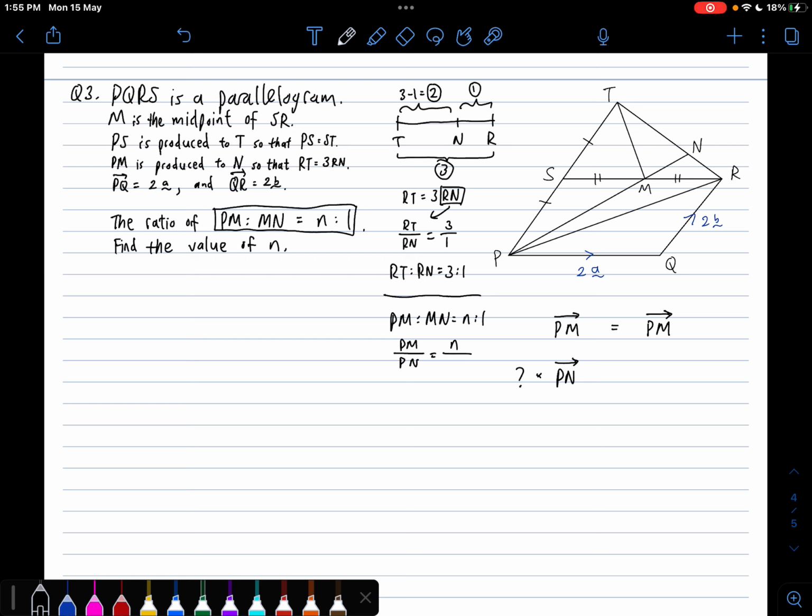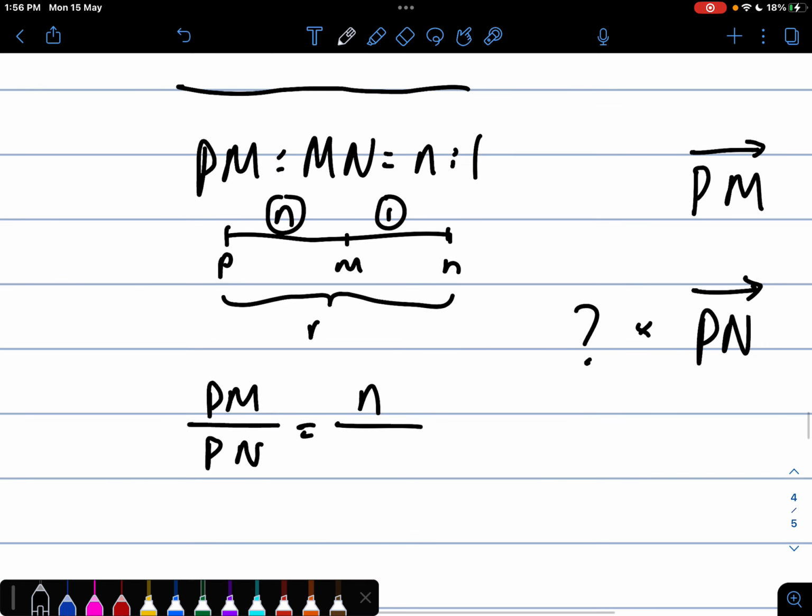Maybe it would be easier if we just draw a diagram and label it like this. So you draw a short line like this. Here is P, here is M, here is N. They tell us the ratio is n to 1, right? So what's the total length of PN in terms of units? It will actually be n plus 1 units, right?